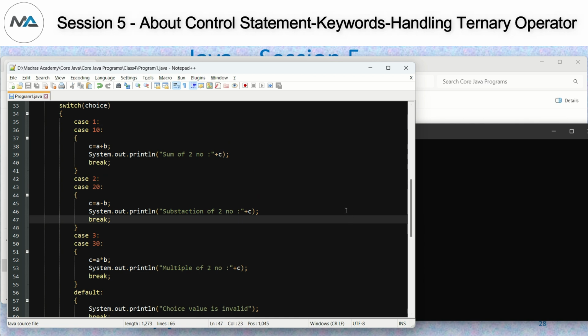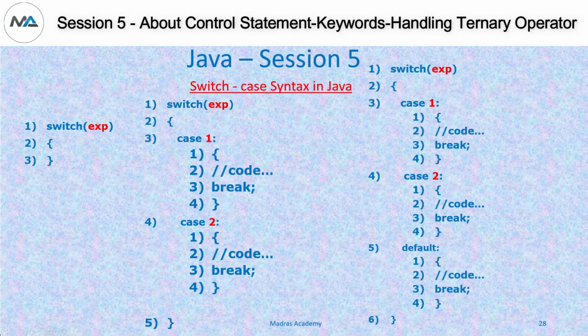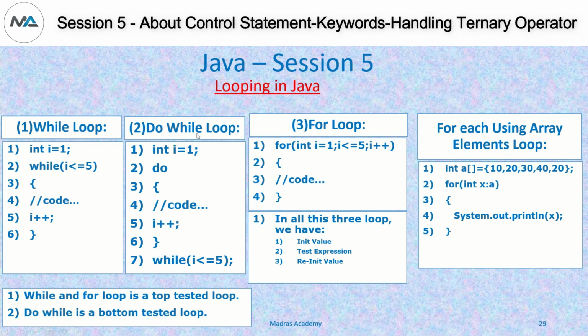Next we will see the looping condition. In Java, how to handle the looping condition we'll see. Here I already told you while loop, do while, for loop. We have three types of loop. Instead of that, we also have for each. To retrieve the array elements, we can use for each without any condition statement. It will retrieve all the elements and print the output.